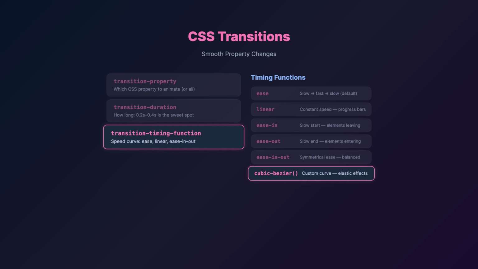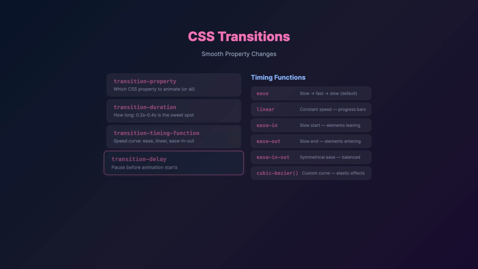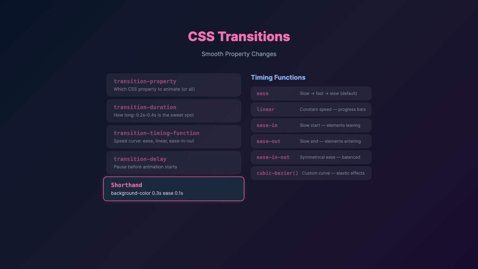Cubic-bezier lets you create custom curves. Cubic-bezier 0.68, -0.55, 0.27, 1.55. That creates an elastic overshoot effect. Transition delay adds a pause before the animation starts. Transition delay: 0.1 seconds. Use delay to stagger multiple elements for a cascade effect. The shorthand combines everything. Transition: background color 0.3 seconds, ease 0.1 seconds. Property, duration, timing function, delay, all in one line.